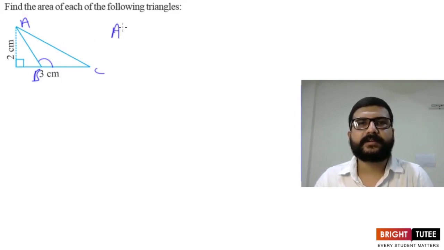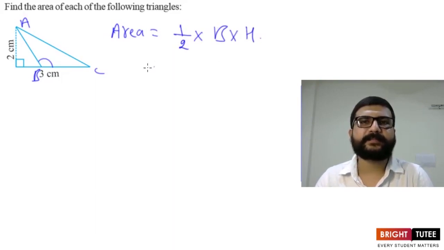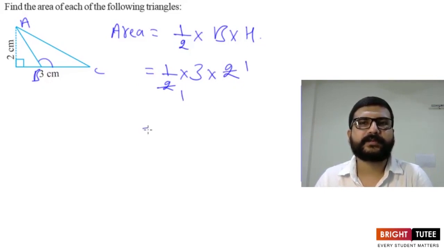So therefore, area is equal to half into base into height. And what is base here? Base is 3. So it will be half into 3 into 2, which is height. Now we can simplify this. 2 ones are 2, 2 ones are 2. Now we are left with 3. So final answer will be 3 square centimeters.